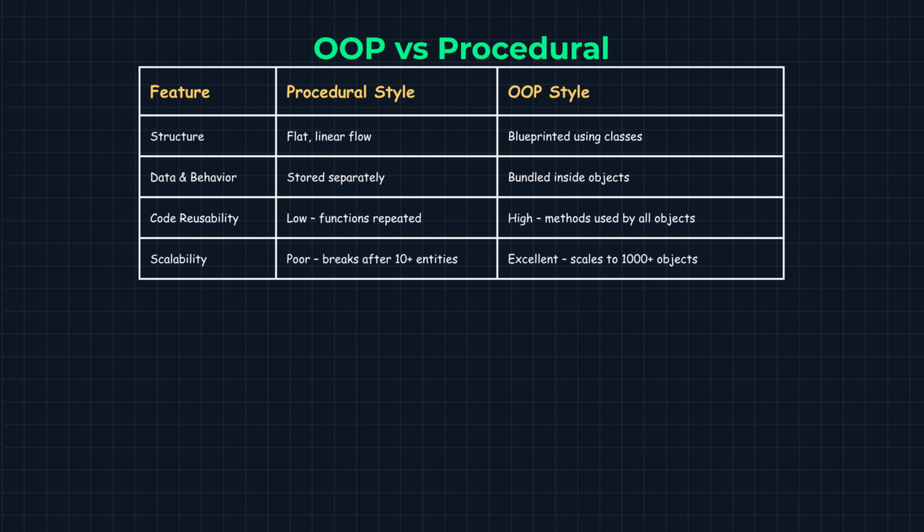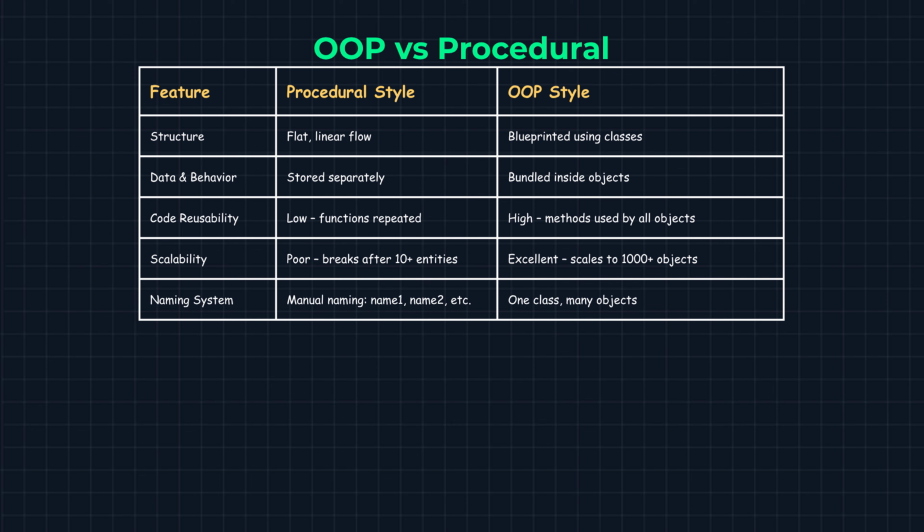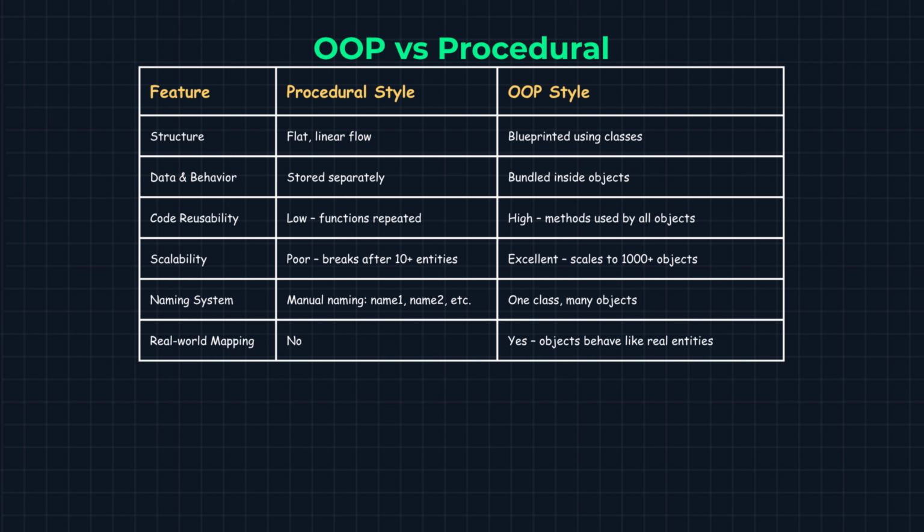Scalability. Procedural code cracks when the size grows. 5 students, fine. 50 students? Pain. But in OOP, we use loops or arrays for objects. You scale without breaking structure. Naming system. Instead of writing name1, name2, name3, and so on, in OOP we just say S1, S2, S3, all created from the same class. Real world mapping. You think in objects like students, bank accounts, vehicles, but procedural doesn't support that kind of thinking.